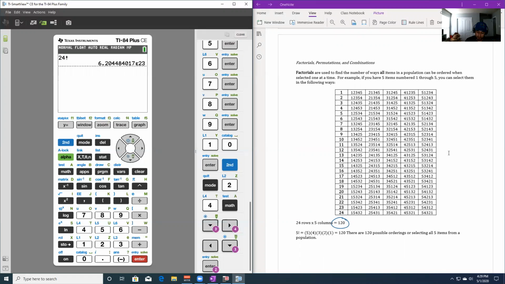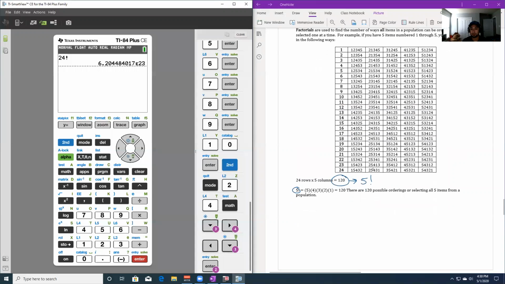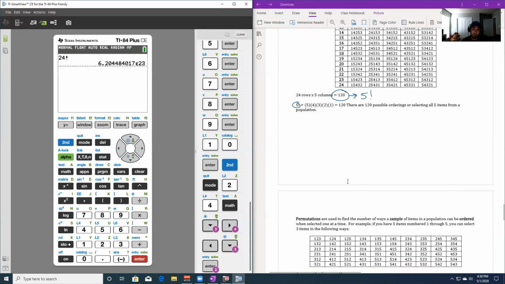Okay, well, we also know that this is equivalent to 5 factorial. And 5 factorial is 5 times 4 times 3 times 2 times 1, which is 120. So factorial makes it way easier to calculate how many ways we can order a population when selected one at a time. Okay, awesome. So would you want to make a table, or would you rather use factorial?